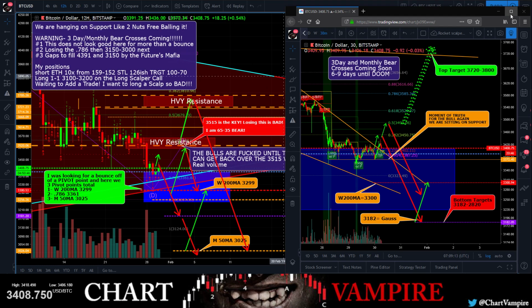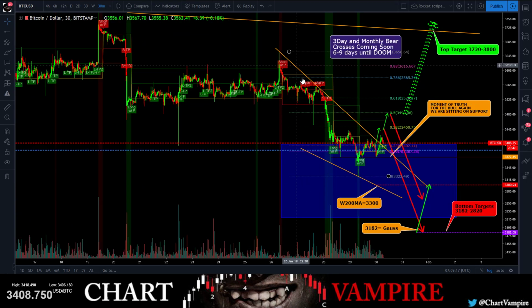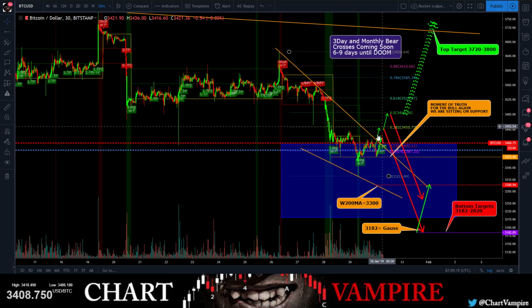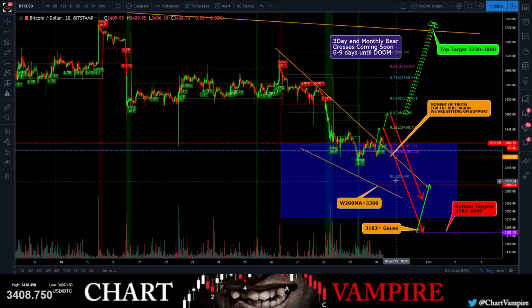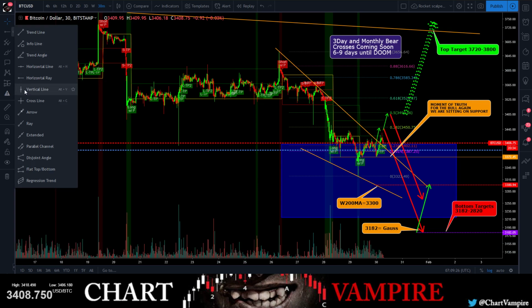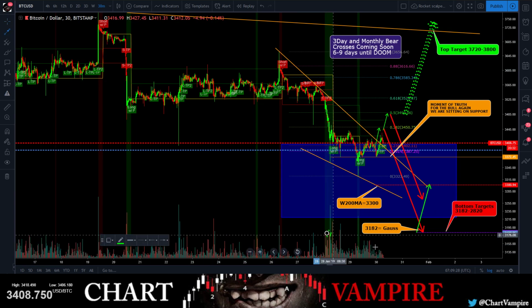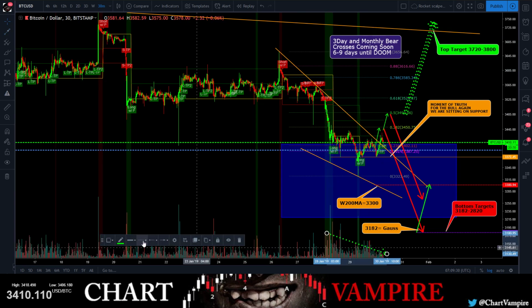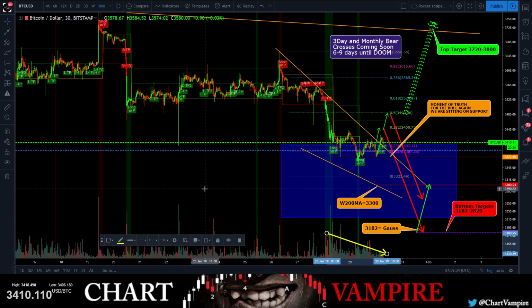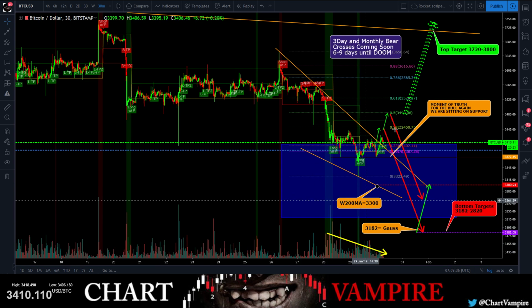Listen, yes, I see the inverse head and shoulders. I see it. There it is. I can clearly see it. Do I like it on a dying volume trend like this? I'm just going to go with the no. But I do see it. I do see this inverted head and shoulders.